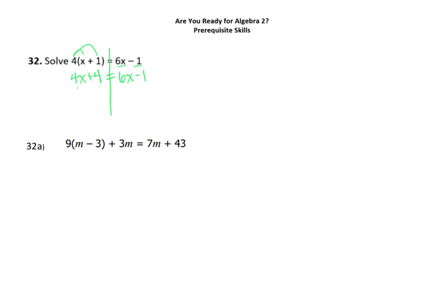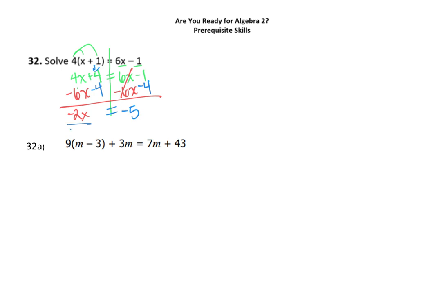4x plus 4 are not like terms, so now that we have it expanded and condensed as much as possible, we're going to start getting x's on the left, constants on the right. So I'm going to start by subtracting 6x from both sides. 4x minus 6x makes negative 2x. And then, again, I need the constants pushed over to the opposite side, so this positive 4, we're going to move it by subtracting 4. And I get negative 5.